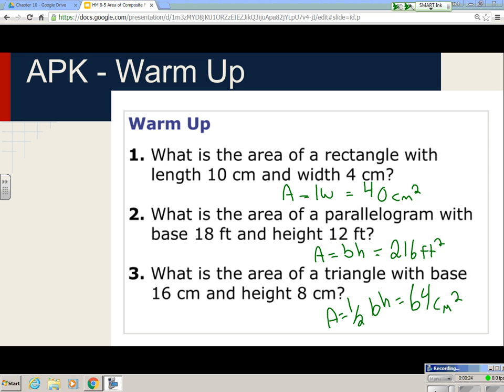And here are your answers for the 3 questions. I also put the formula down that you should have used to answer them.